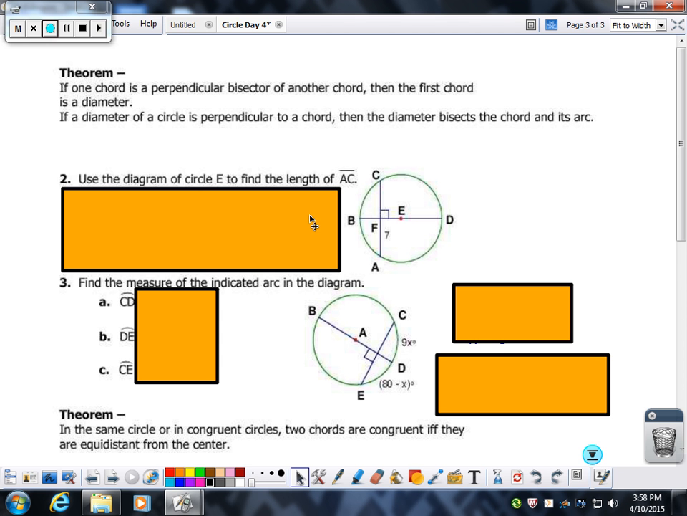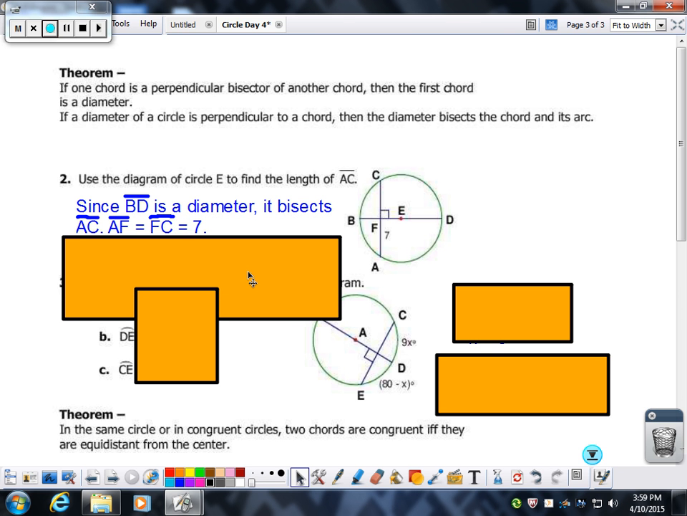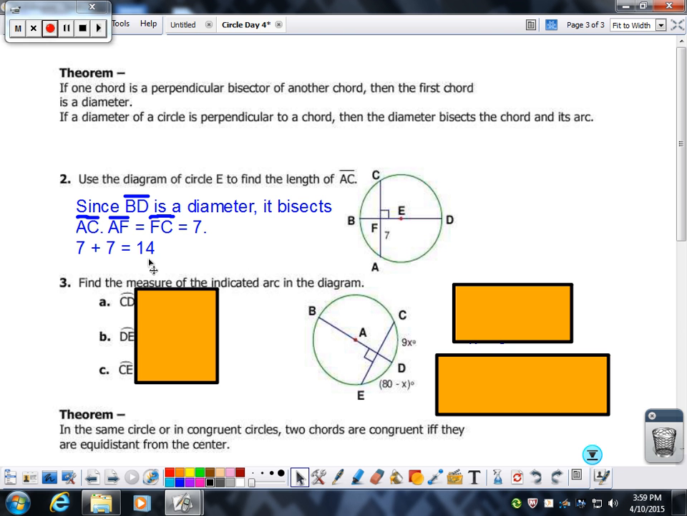So here we want to use the diagram of circle E to find the length of segment AC. So we know that segment AF is 7. We can see that DB is a diameter because it goes through point E and it's perpendicular to chord AC, so it must be the perpendicular bisector. So since BD is a diameter, it bisects AC. AF has to equal FC, that's what bisector means, and they both equal 7. And 7 plus 7 is 14. So the length of segment AC would be 14.